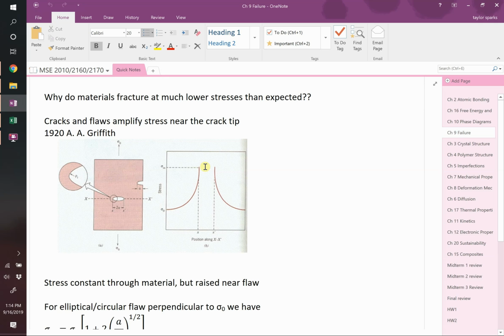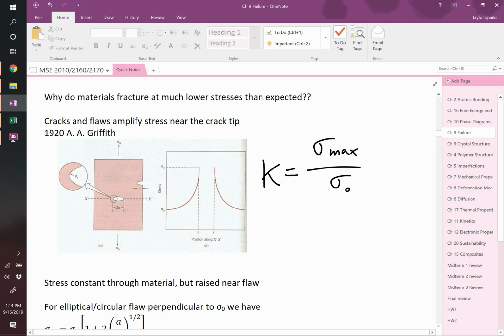If you apply some initial load, that's sigma naught. So in other words, if I clamp onto this thing and start pulling on it, that's the stress that I think I'm applying. That's the force divided by the cross-sectional area, which is some number, 50 megapascals, whatever. And in the vicinity of that crack, it's sort of exponential how it takes off until it reaches some maximum value at the tip. So the first thing I want you guys to write down is that the stress intensity factor, K, is equal to the stress at some maximum point divided by the stress that you think you're applying to it.